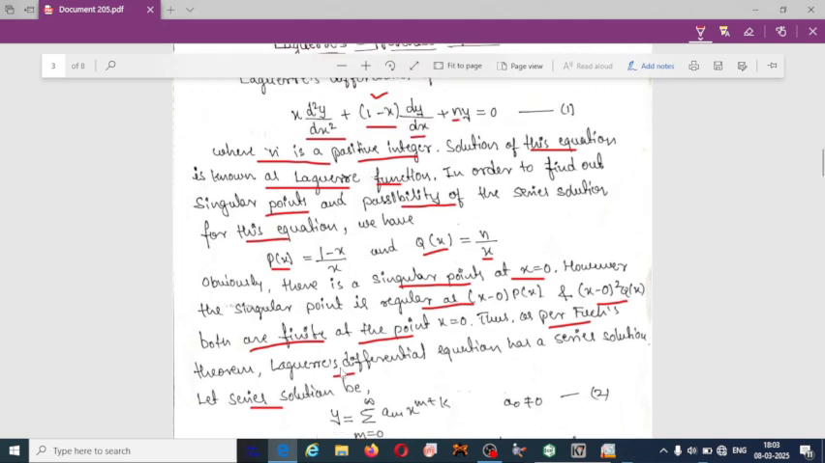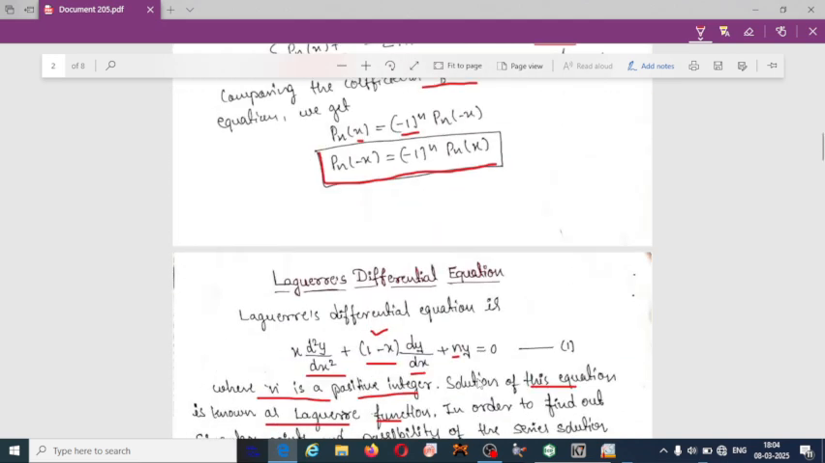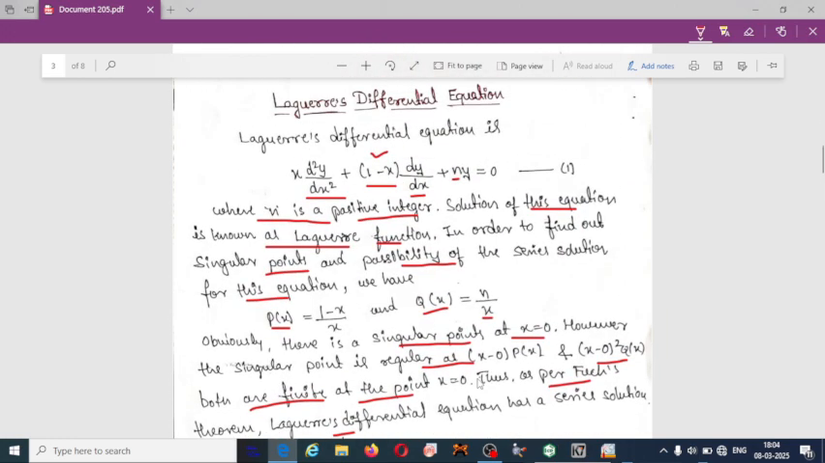Let us consider here, let the series solution be y equal to summation m equal to 0 to infinity a_m x to the power m plus k, a naught not equal to 0. Let us consider it as equation 2.